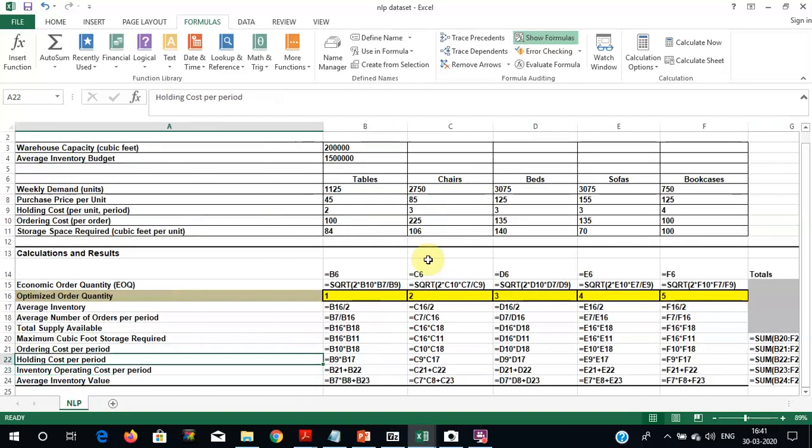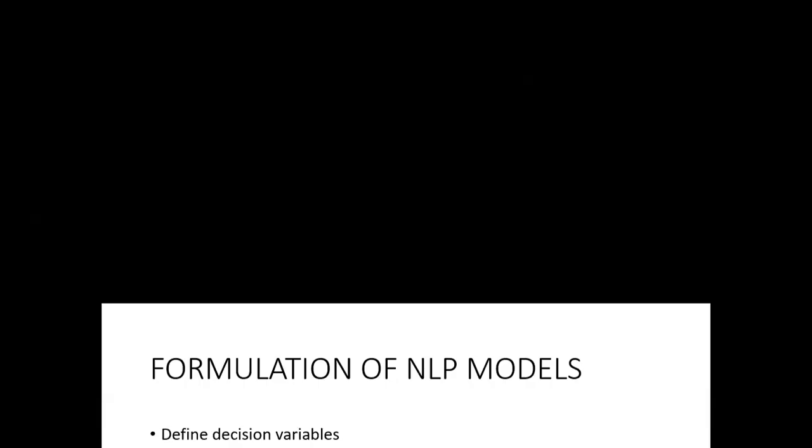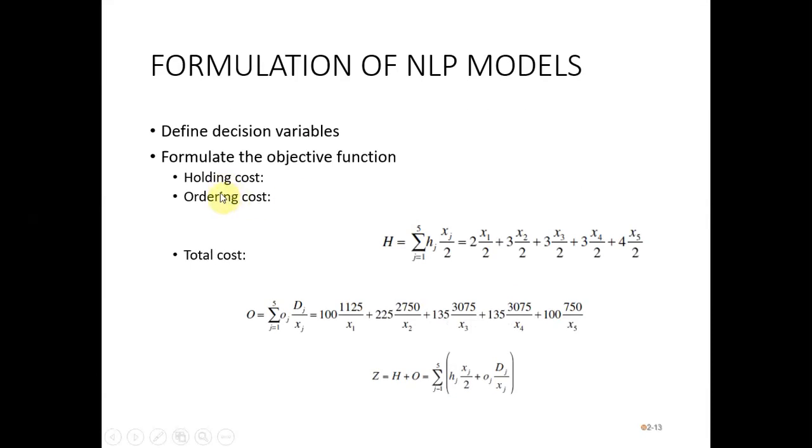So now the idea is we want to figure out x1, x2, x3, x4, x5. We go back to our PowerPoint presentation and formulate the objective. First is to define the decision variable, and then formulate the objective function. So what is our objective function? Basically we are looking at the inventory operating cost.